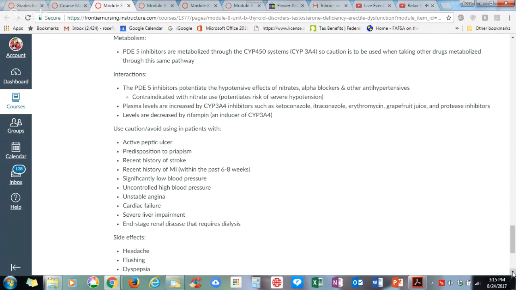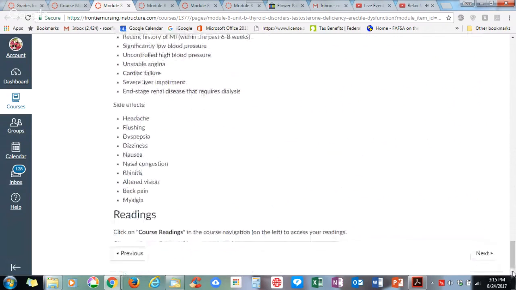Use caution, avoid in patients with active peptic ulcer, predisposition to priapism, recent history of stroke, recent history of MI within the past 6 to 8 weeks, significantly low blood pressure, uncontrolled high blood pressure, unstable angina, cardiac failure, severe liver impairment, end-stage renal disease that requires dialysis. Side effects: headache, flushing, dyspepsia, dizziness, nausea, nasal congestion, rhinitis, altered vision, back pain, myalgia.